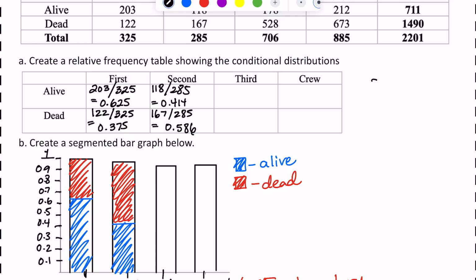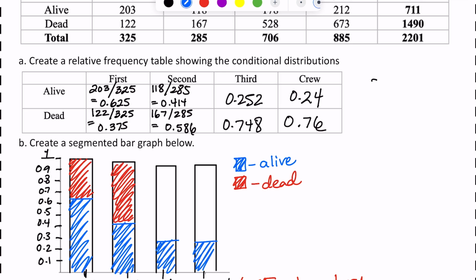Okay, we're back. So you should have gotten 0.252 here, 0.748 here, 0.24 here, 0.76 here. So your graph ends up looking like this.